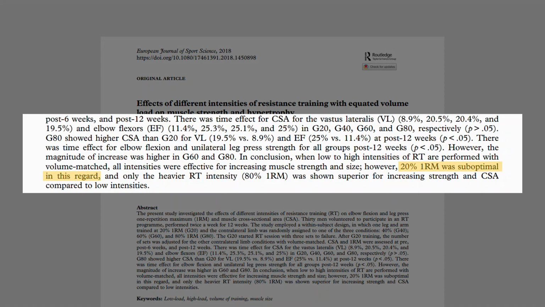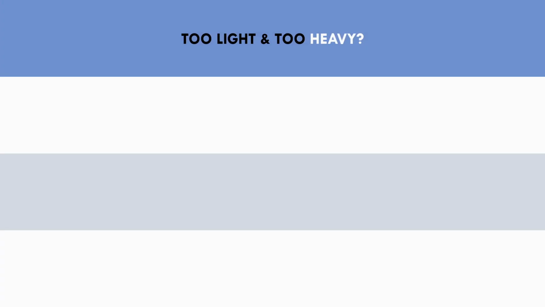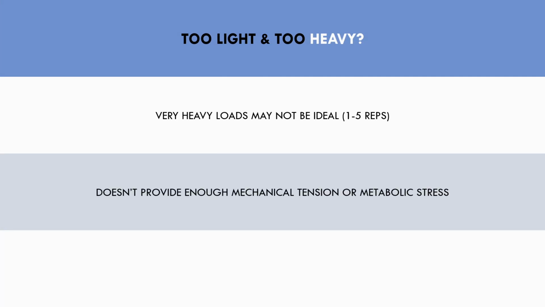The subjects who used loads of 20% 1RM performed around 60 to 70 reps per set on average, making it very impractical to perform anyway. If loads are too heavy, hypertrophy adaptations may also not be ideal. This is because very low rep ranges may not provide enough total mechanical tension and metabolic stress to fully exhaust the muscles being trained. A practical guideline would be to make the majority of hypertrophy training fall somewhere in the 6 to 20 rep range using challenging loads.